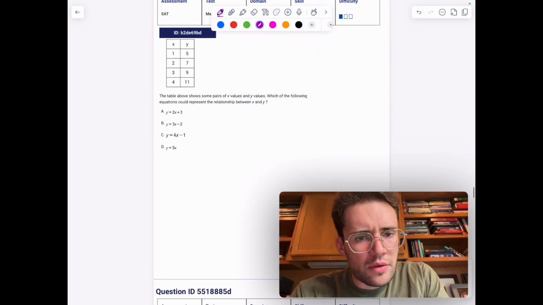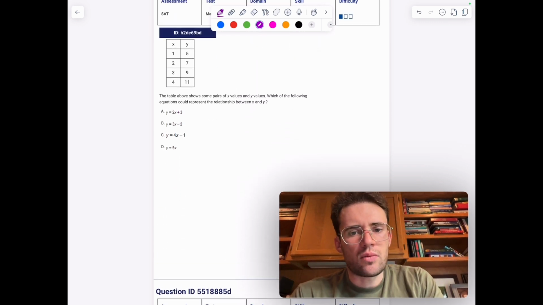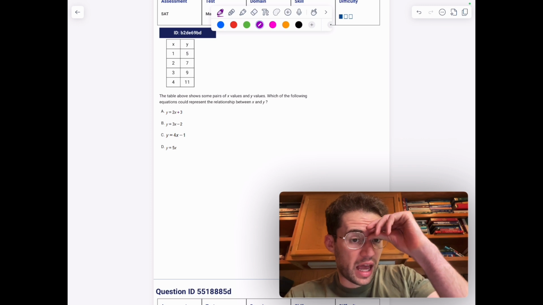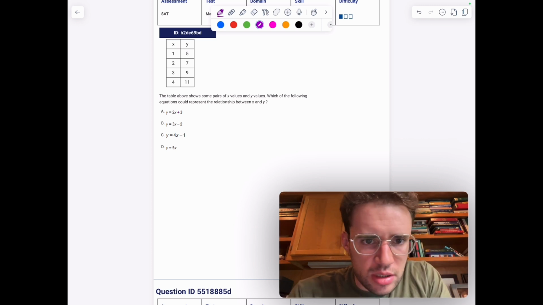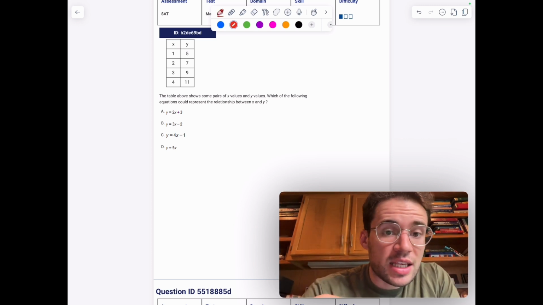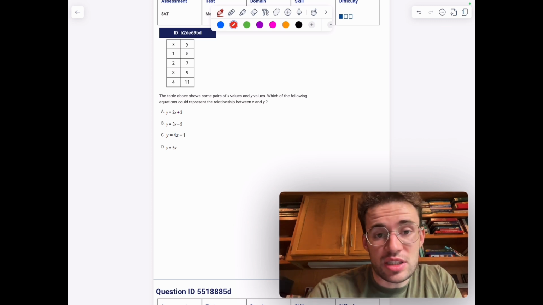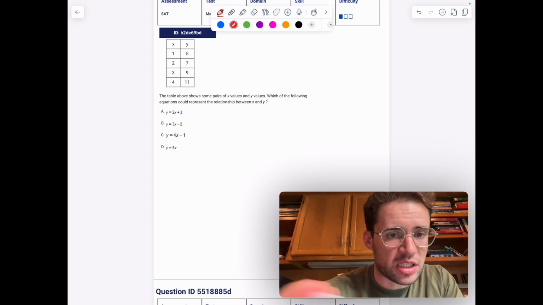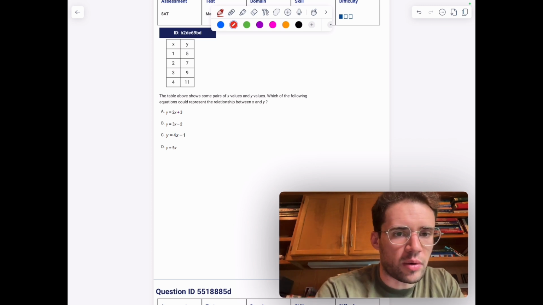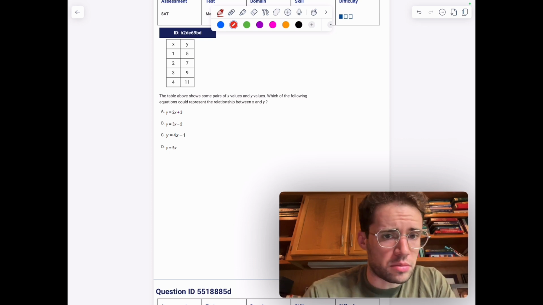The table above shows some pairs of x values and y values. Which of the following equations could represent the relationship between x and y? All right, well, it's a linear relationship, it looks like. In this case, they did not give us the y-intercept on the table. So this is more what you would expect, right? You have to actually figure out when x is 0, what is it? But you can do that with the slope, or you can just work backwards.